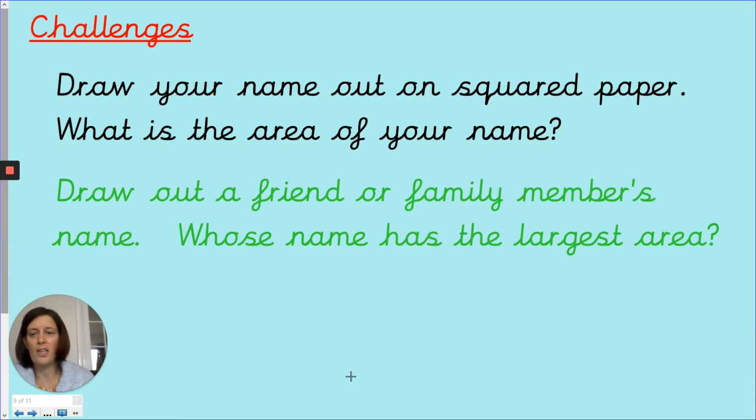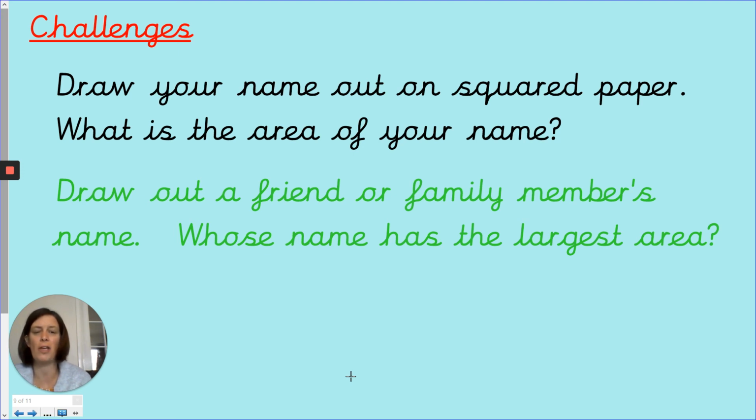So now I'd like to set you a little bit of a challenge, a bit like those ones that were there. So draw your name out on squared paper. What is the area of your name? You might just do your first name or part of your first name if you've got quite a long name. Can you draw out a friend or a family member's name? Whose name has the largest area?